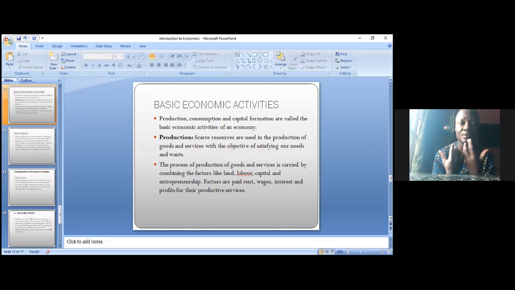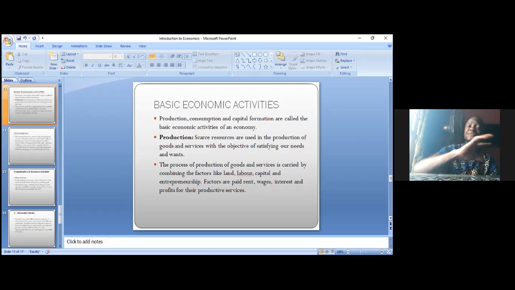You have to source for the fund in order to run the business, to produce the goods and services. That's the capital aspect of it. The entrepreneurship means you yourself. The skill must be there. Some people have the money, but they don't have the skill to establish or make use of the money effectively in order to produce something reasonable. So the skill must be there.